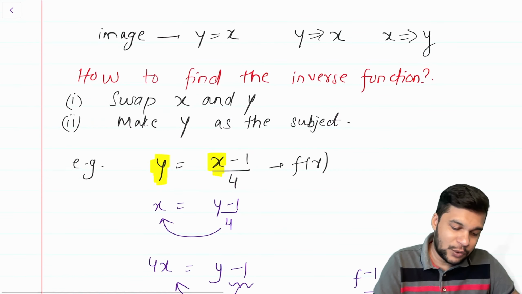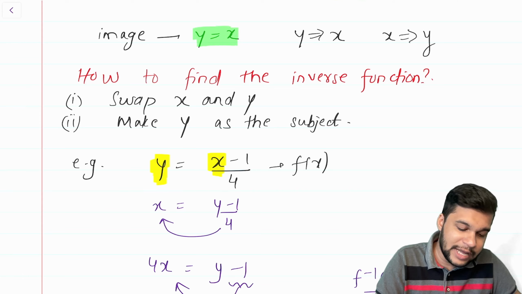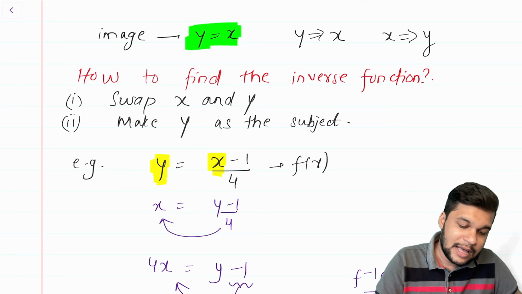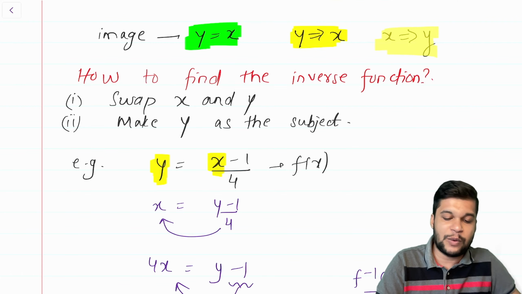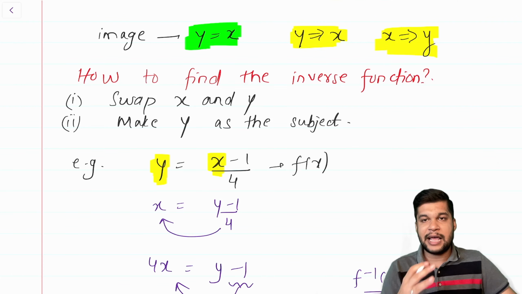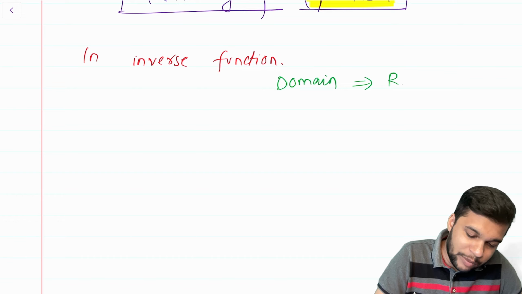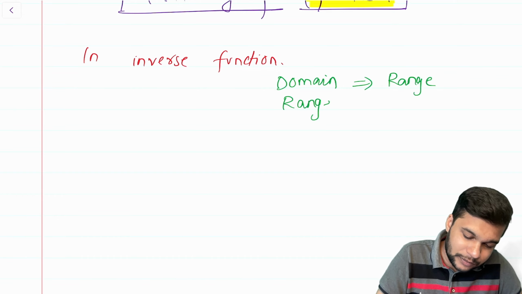I told you here that when you take image with respect to y equal to x, y becomes x and x becomes y. Which means that in the inverse function, the domain becomes the range, and the range becomes the domain. I'll give you a very good example.